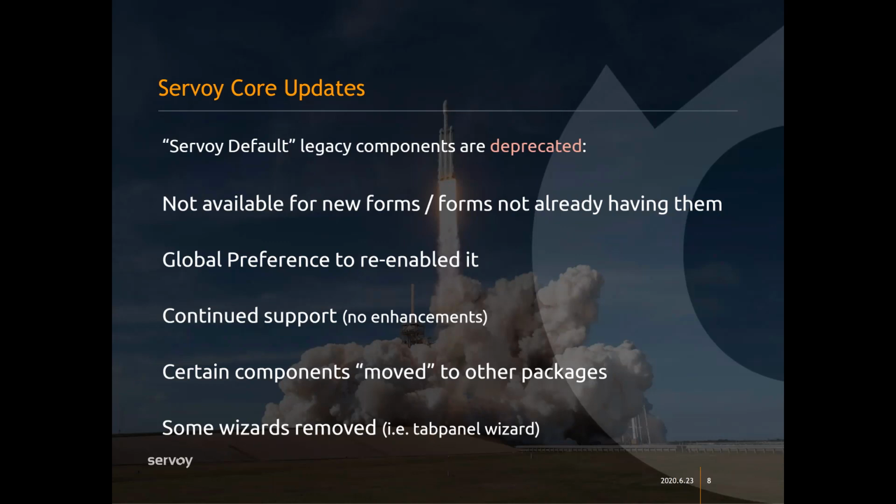So they won't be available on new forms, and forms already having them will show them, but if a form doesn't already have them, you won't see that component package in the palette. It's just not available. Now, there's a global preference to re-enable it so that you can see it everywhere. So if you have a project that's really dependent on those, don't worry, you can just go in, check the preference, and you keep on cooking.